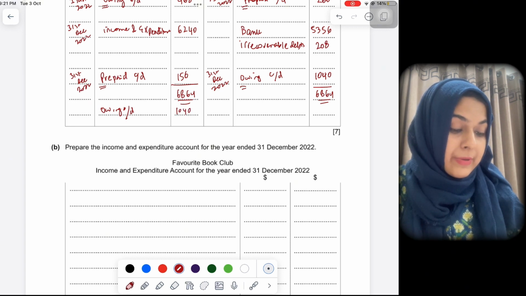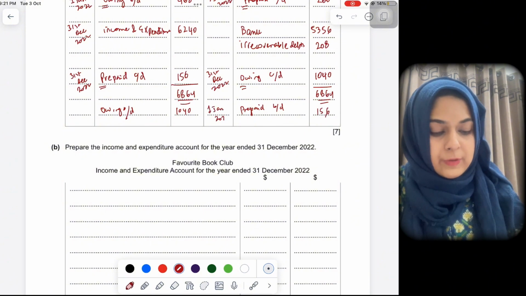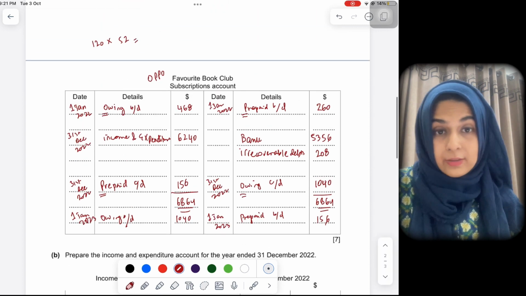And last year's prepaid carried down becomes prepaid brought down for this year. So you write prepaid brought down and you write here 156, and this will be 1st January 2023. This will also be 1st January 2023. Yes, that's it for subscriptions, and this is actually that easy.